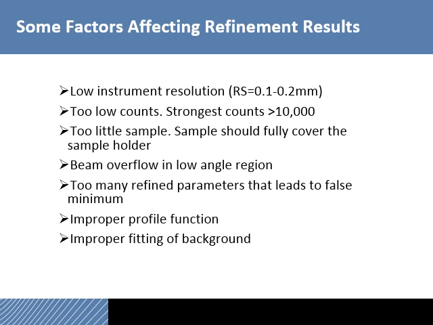It's also possible to refine too many parameters, which leads to a false minimum. I mentioned this before, so you don't want to just turn everything on. An improper profile function won't fit the peaks properly. So you can go into refinement and select Lorentzian or select Gaussian, and not fit the peaks properly. And then of course, improper fitting of the background will obviously affect the results.